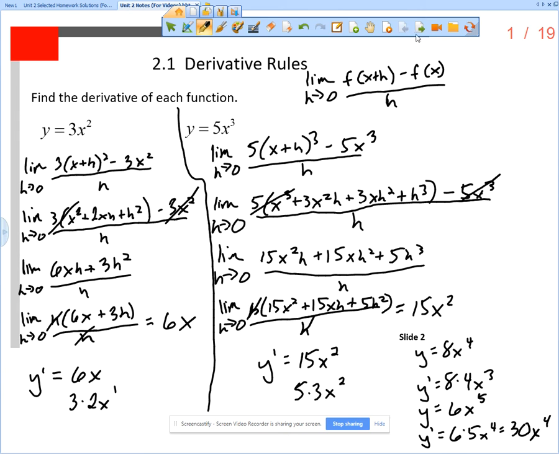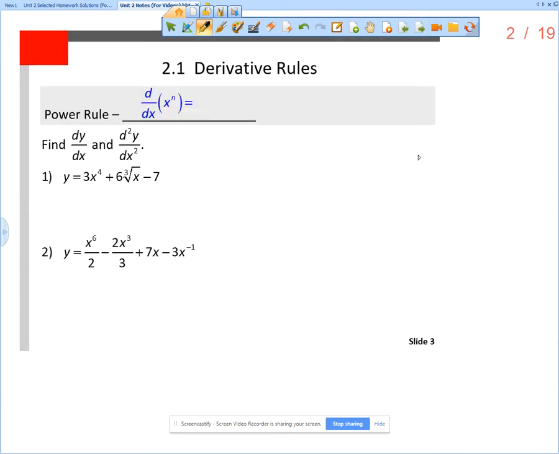So if we move on, we can generalize this. On slide number 3, we generalize this as the power rule. So if I want the derivative of x to the n, where n is some number, then I find the derivative by taking the n as the coefficient, and I take x to the, well, what do I do with the n now? I reduce the power by 1. So the derivative with respect to x of x to the n is n times x to the n minus 1.